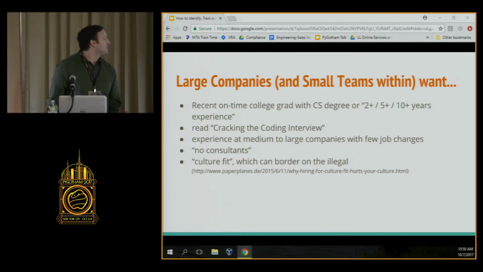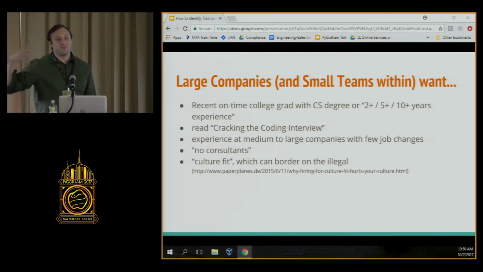Similarly, cracking the coding interview is almost a trope at this point, where if you go into a larger company standard interview process, they'll ask you to do a certain set of questions that are mostly based in computer science fundamentals and often have nothing to do with what you would ever be doing on a day-to-day basis.